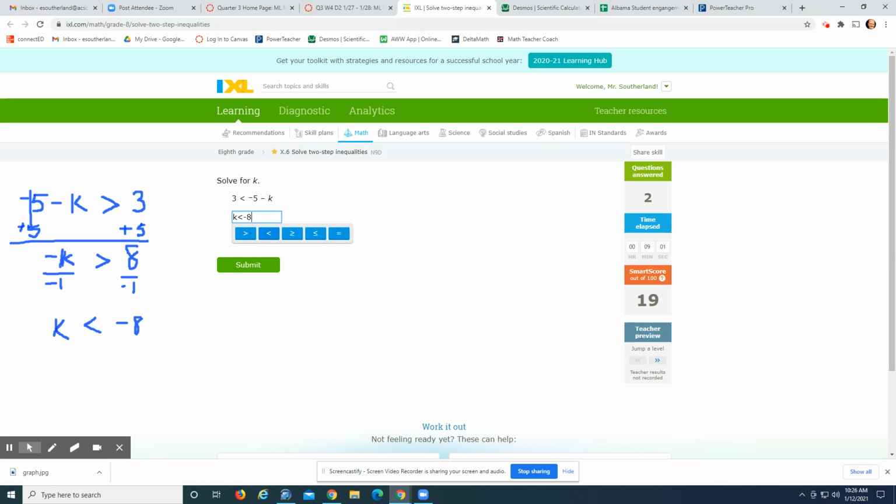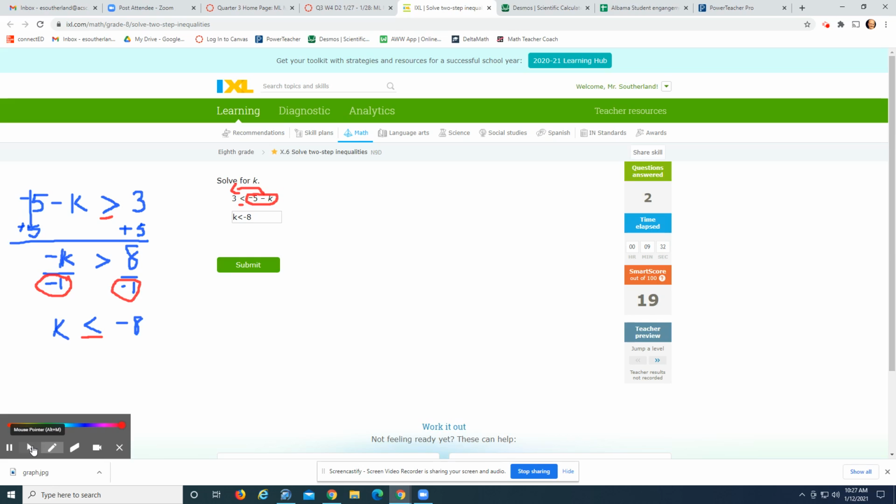And so in this problem, I flipped the sign 2 times. The first time I flipped it because I changed this information, went from the right side to the left side. And so that's why I flipped the sign. And then I changed it again here because I was dividing by a negative number. So just be careful there.